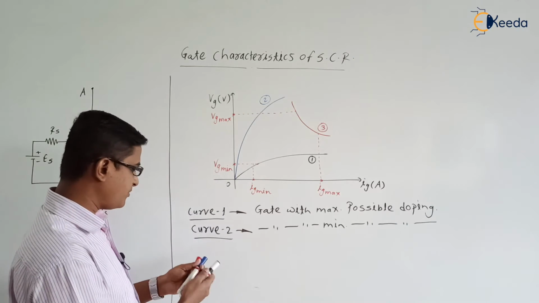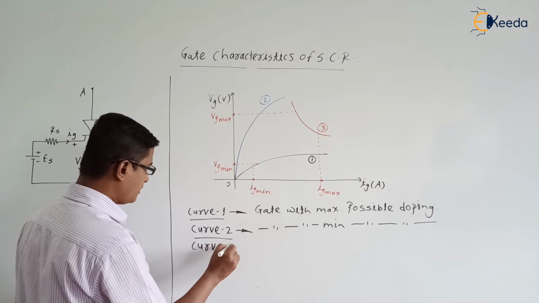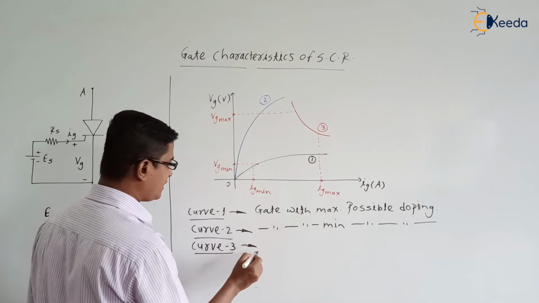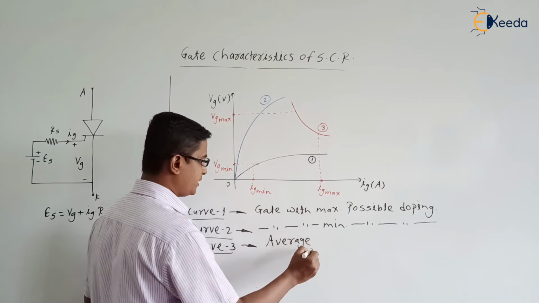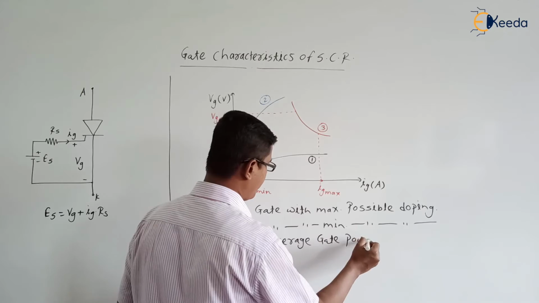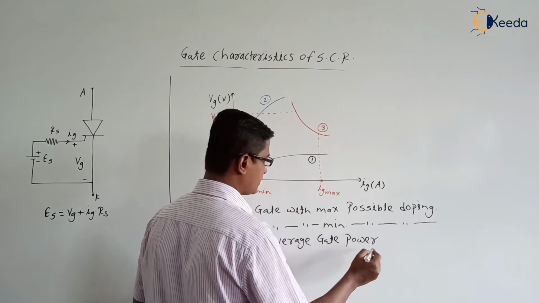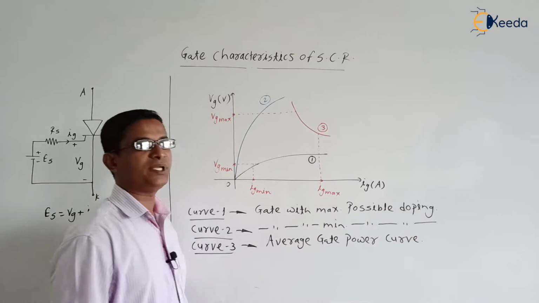Next, apart from these two, we are having one more curve, that is curve 3. Curve 3 is the average gate power curve, PG average.